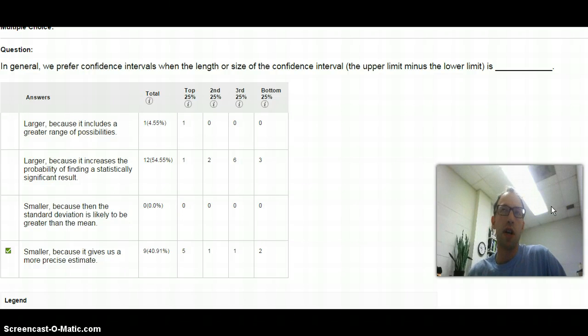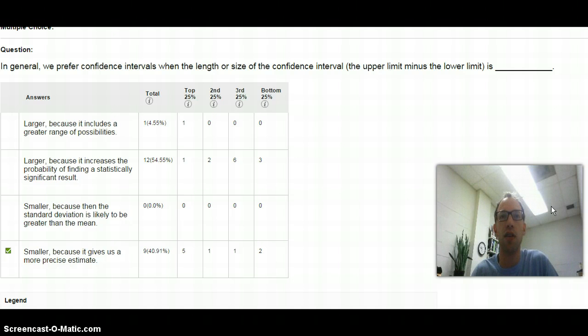Confidence intervals. A confidence interval is the range where we feel that the population mean probably is. So a large confidence interval means the average could be anywhere within that range. A small confidence interval means a similar thing. Let me give you a specific example.